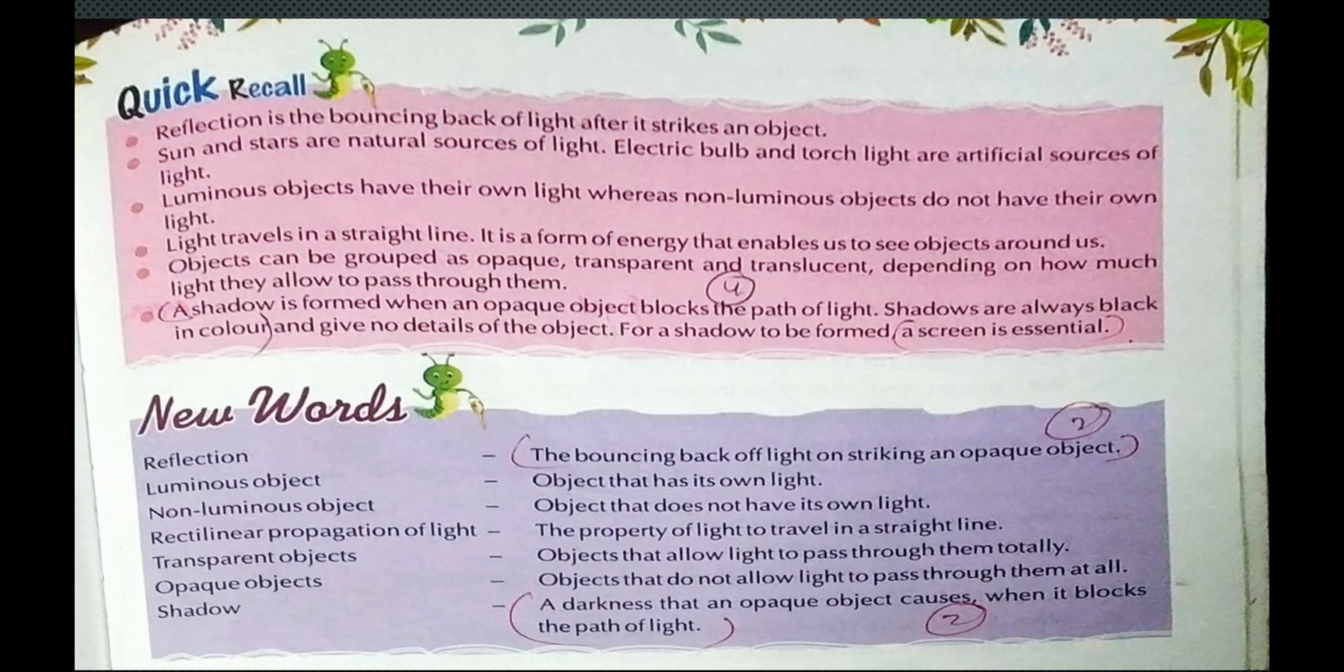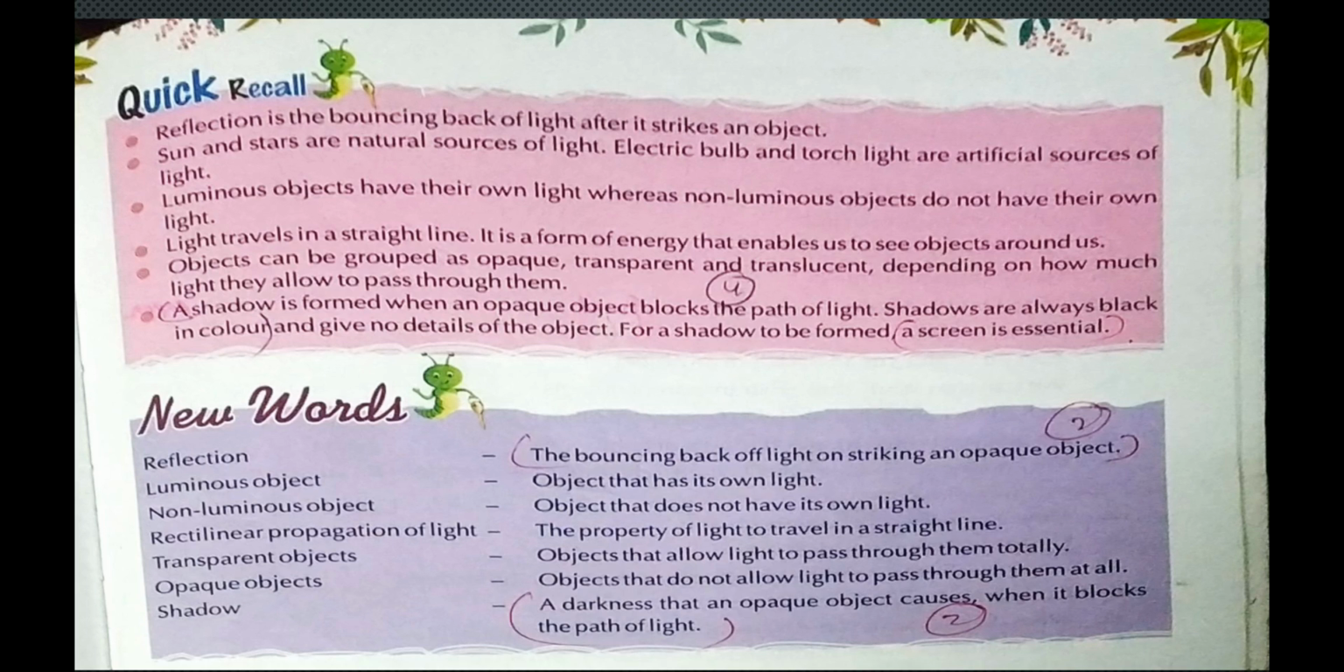Now the quick recall. Reflection is the bouncing back of light after it strikes an object. Sun and stars are the natural sources of light. Electric bulb and torch are the artificial, or man-made, sources of light. Luminous objects have their own light, whereas non-luminous objects do not have their own light. Properties of light: light travels in a straight line. It is a form of energy that enables us to see the objects around us.